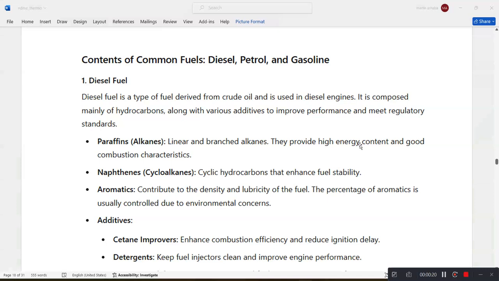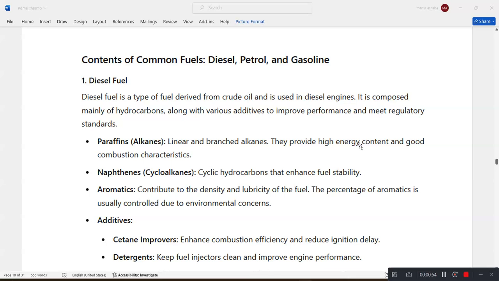Diesel is a type of fuel derived from crude oil and is used in diesel engines. It is composed of mainly hydrocarbons along with various additives to improve the performance and meet regulatory standards. So now, one of the things that we add in this diesel include alkanes, and these are paraffins. These are linear and branched alkanes, which provide high energy content and good combustion characteristics.